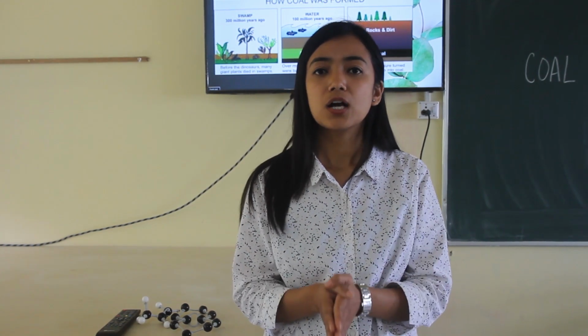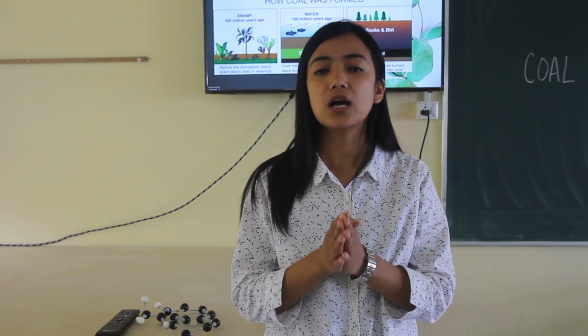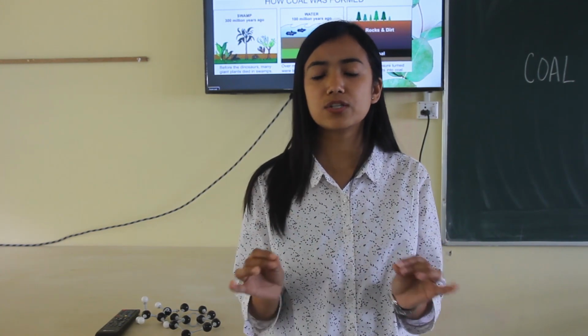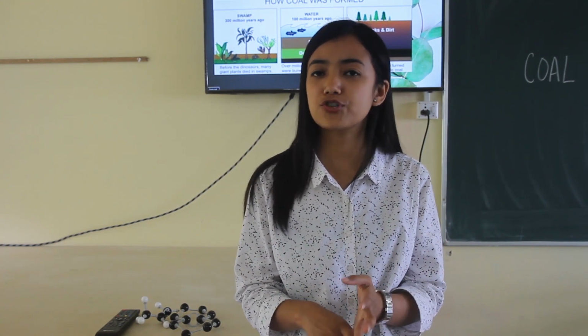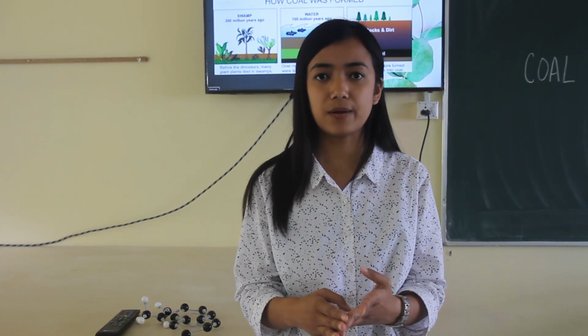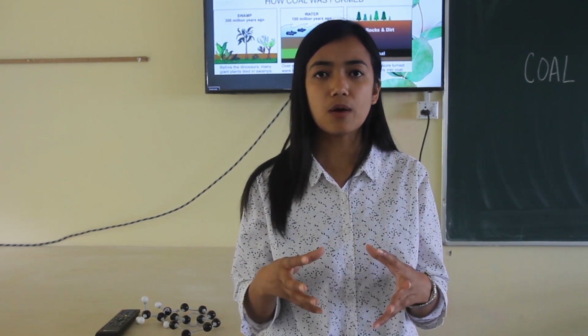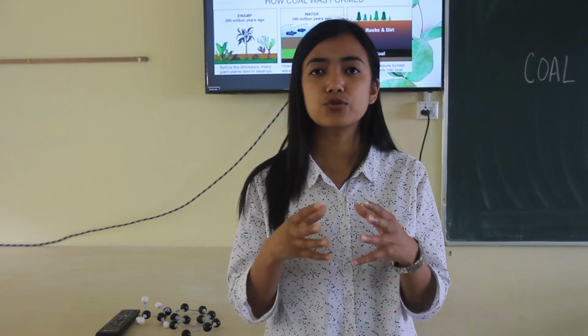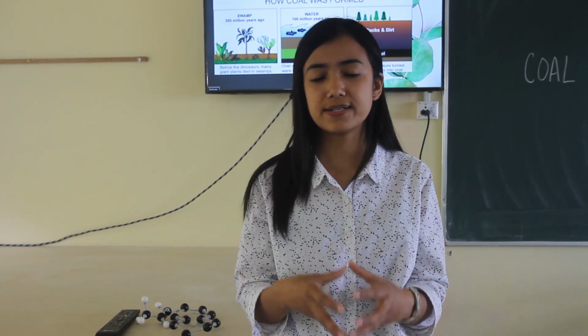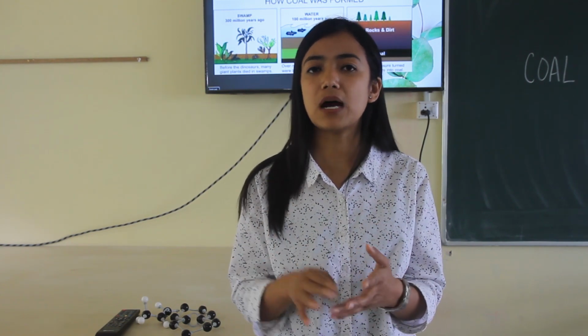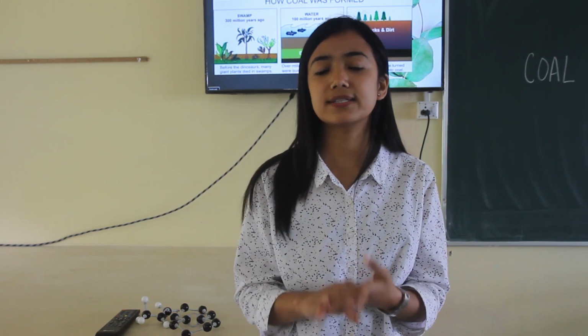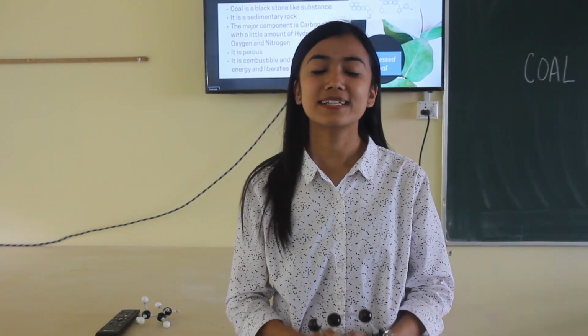These plants comprise basically of carbon with a little bit of other elements like hydrogen, nitrogen, sulfur, etc. And this, once compressed, gets transformed into coal, which also comprises of carbon with a little amount of hydrogen, nitrogen, sulfur, etc. Let us talk a little more about coal now.